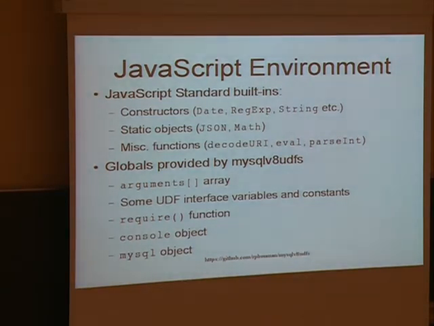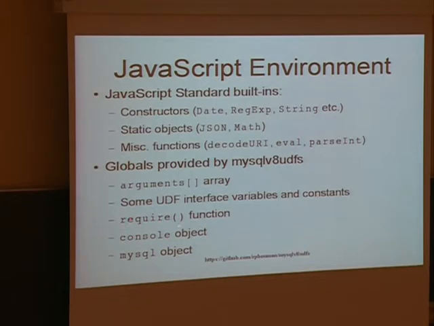Okay, so quick word about the JavaScript environment. You have inside JavaScript a bunch of standard constructors for date, very powerful regular expressions, string, number, and so on and so forth. You get it for free because it's JavaScript. Then there's a couple of static objects, JSON and Math, which are also quite useful, especially the JSON one. And you get these for free because V8 offers a standard JavaScript implementation. And these are all standard, so you get those as well as a bunch of useful functions. Then there are a couple of globals that are provided by the plugin. We already saw the argument array and some of the UDF interface variables and constants.